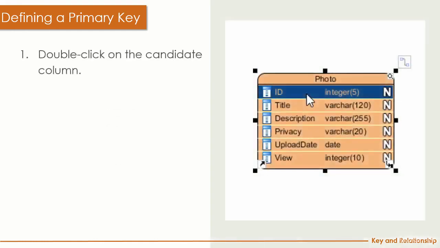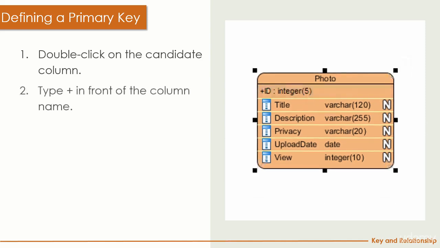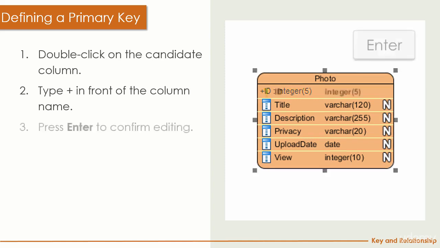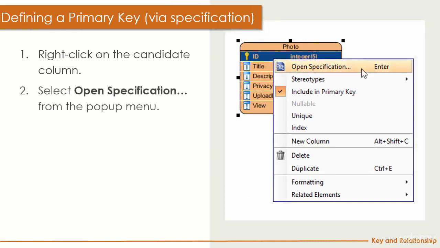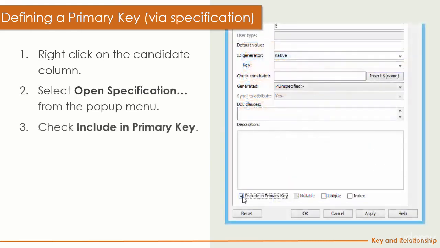Okay, let's see how to define the primary key. To define a primary key, we have two approaches. One is you can double click on the column, and at the beginning of the column you type the plus and then press enter. Then you confirm the editing, and you will see the key icon is showing. The second option is you open the specification dialog box we talked about in the last lecture, and then you check the include primary key checkbox. Then the column will become a primary key.